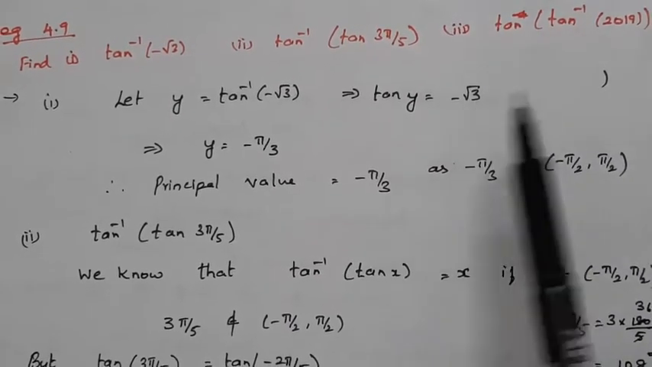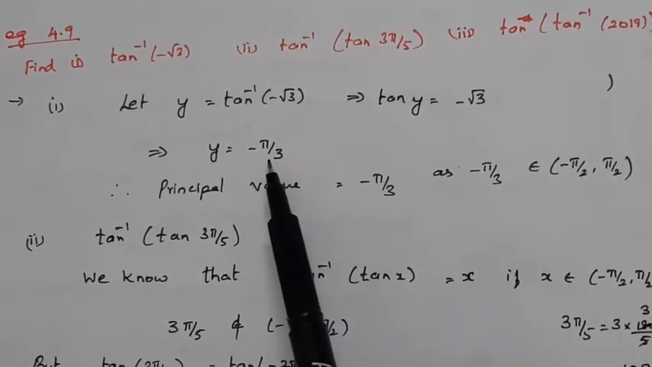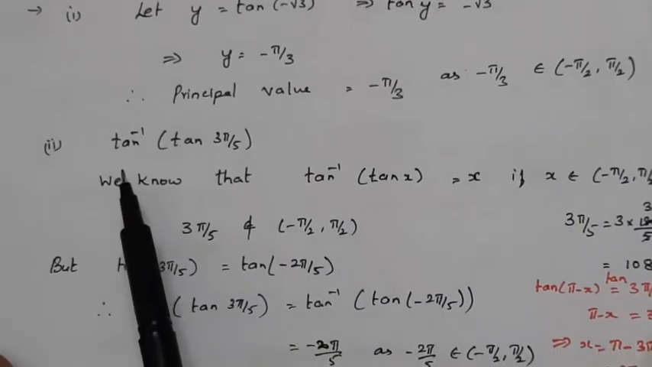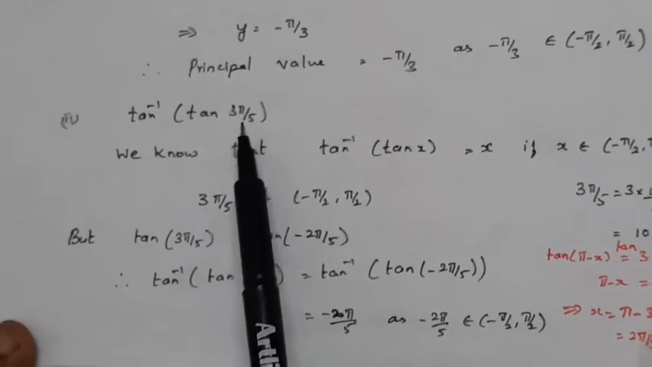As it is minus root 3, you have to take it as y equals minus pi by root 3, so that it lies in the fourth quadrant. Okay. Now coming to the second subdivision, tan inverse of tan 3 pi by 5.